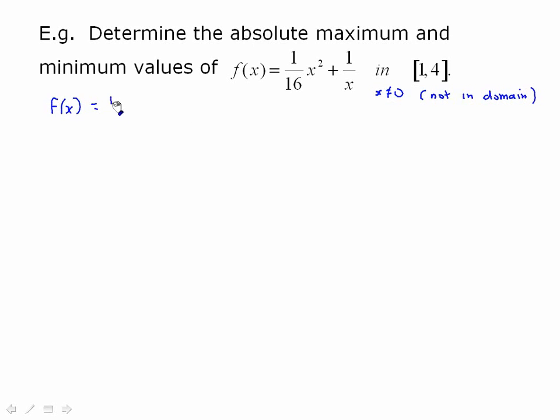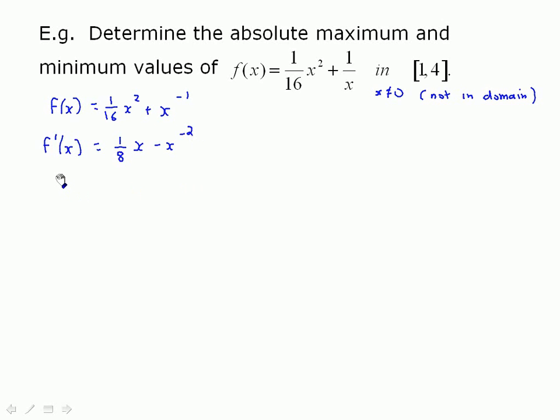And so f at x is equal to 1 over 16 x squared plus x to the negative 1. So f prime at x is equal to 1 over 16 times 2 is 1 over 8 x, and then minus x to the negative 2. So be careful with that first one. 1 over 16 times 2 is 2 over 16, which is 1/8.